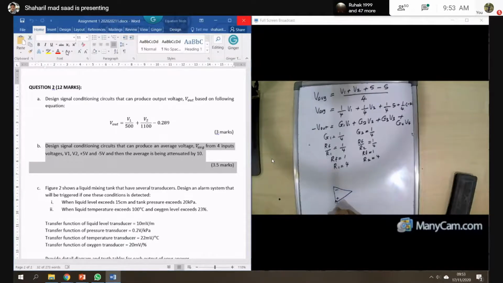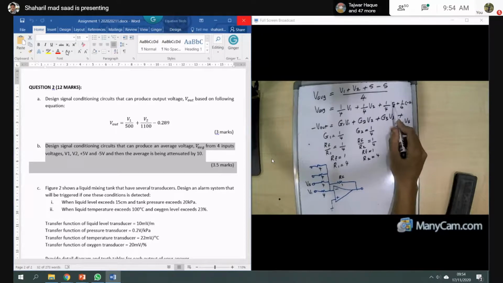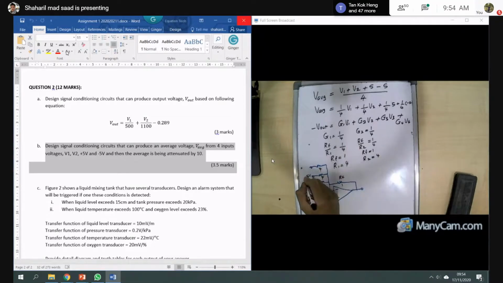All is based from the inverting amplifier, because you got four inputs here. So this one RF, right? RF now equal to 1. So this one is 4, this one also 4, this one also 4, this one also 4. So you got V1, V2, and V3 is equal to 5 volt. So this one is 5 volt. And V4 equal to minus 5, so minus 5 volt.